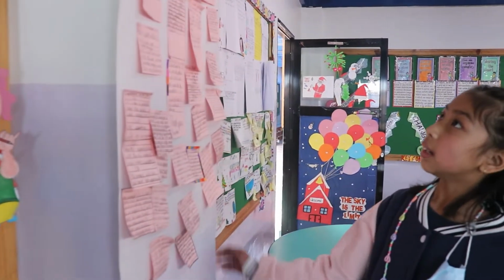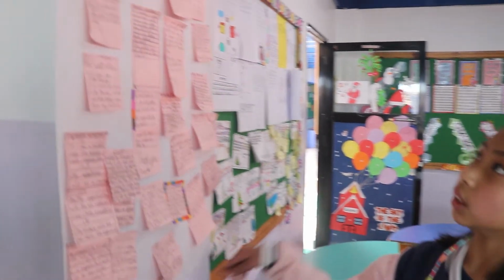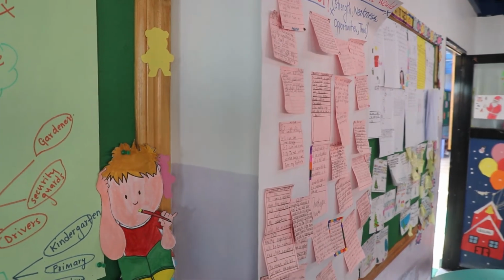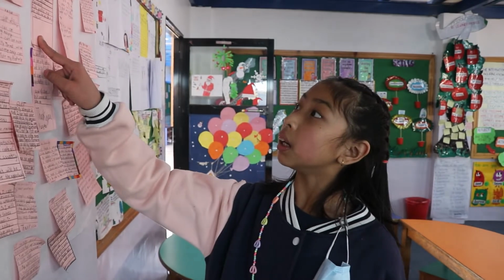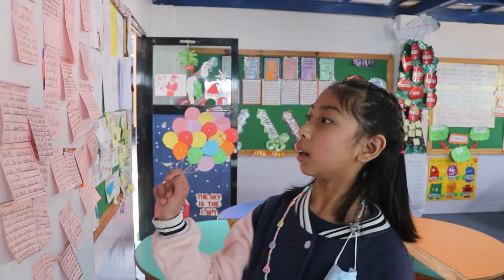As you can see, these are the SWOT. The full meaning of SWOT is strength, weakness, opportunities, and threat. For example, one friend wrote under strength, I would be a good leader, that would help me out. That would help me a lot.